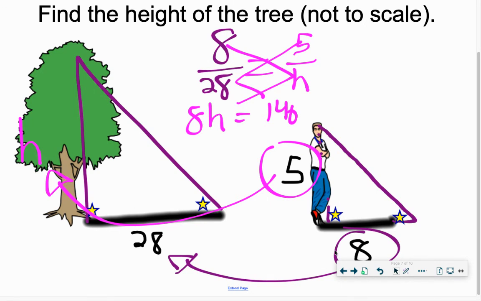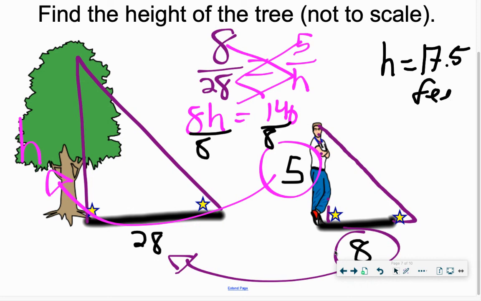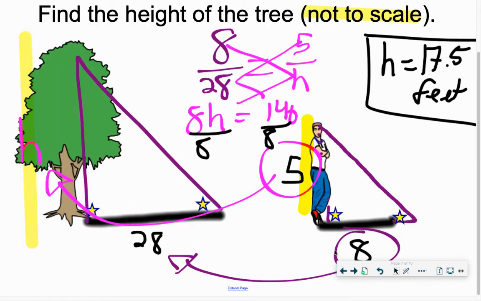And sometimes they come out to be decimals. Sometimes they come out to be whole numbers. But off to the side over here, I'm going to tell you that h equals 17.5 feet. Again, this phrase up here, not drawn to scale, you're going to see more of that as you go through geometry. What that just means is, technically, this tree over here is supposed to be 3 times the height of this human. That's not drawn correctly. So always go in geometry with what you're told, not by what you see or how it looks.